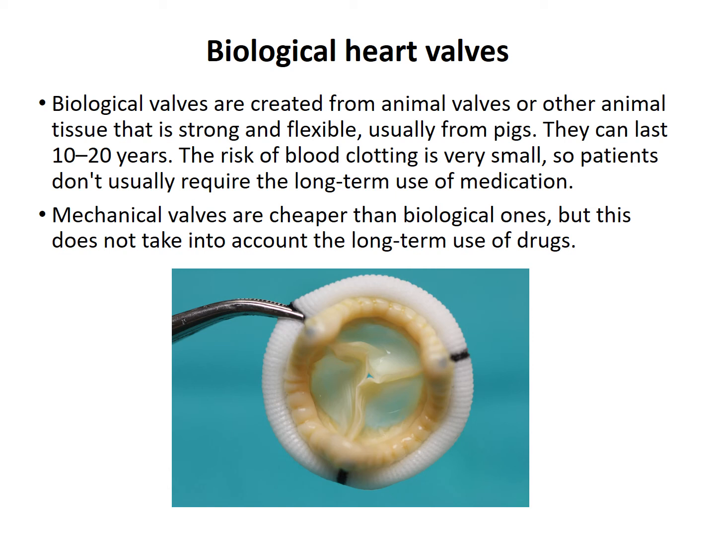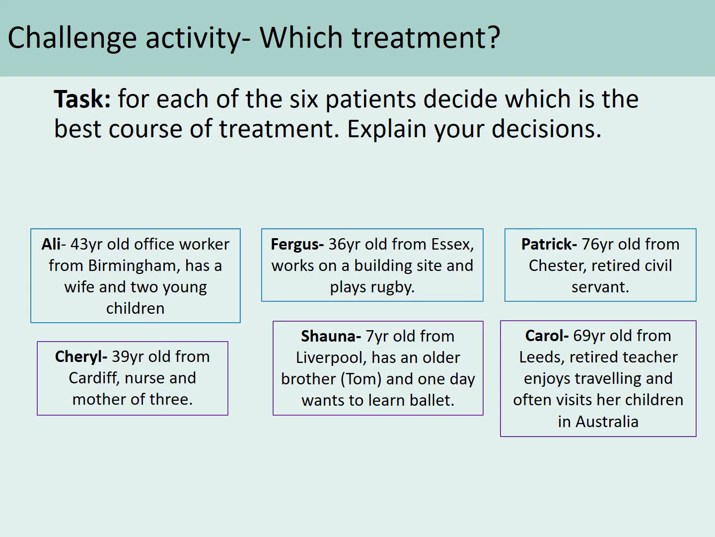We're in Miss Nixon's room. Okay, so what we're going to do now is go through 6 patients, and you're going to decide which treatment will be best for them. Is it going to be an artificial heart? Is it going to be an artificial pacemaker? Do you think it's going to be a biological heart valve replacement or a mechanical heart valve replacement? Now, some of them will lend themselves to a couple of answers. So what is important is that you're saying why you've chosen that treatment.